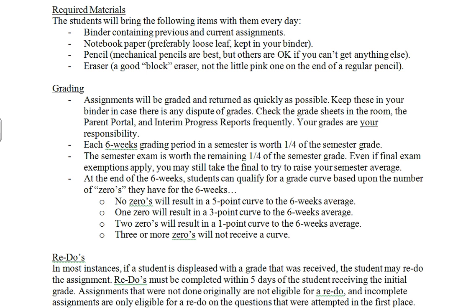Okay, grading. Assignments will be graded and returned as quickly as possible. Basically my goal is this: if I give you 1 day to do an assignment, I'm going to try to get that graded and back to you in 1 day, because I need you to know the mistakes that you made yesterday before those mistakes continue to plague you tomorrow.